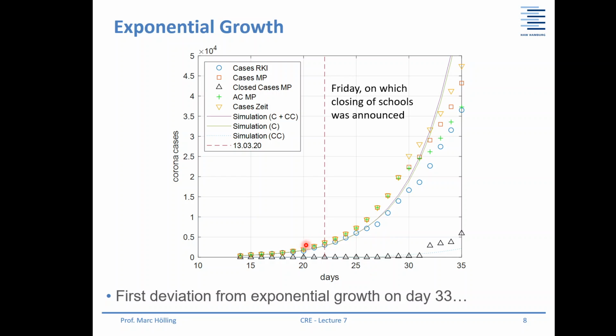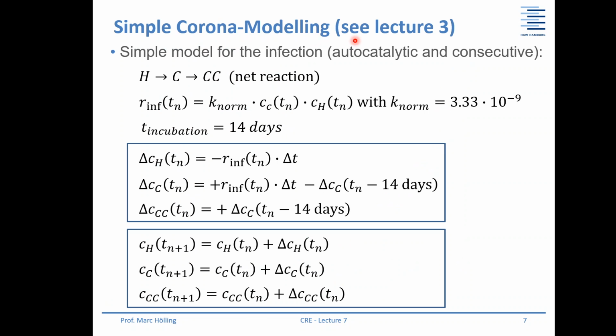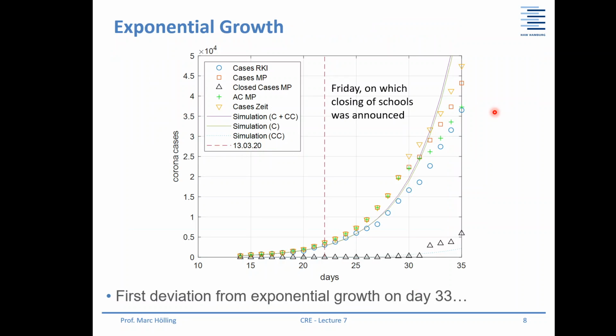This is the first phase, where you have just exponential growth with the constant reaction rate. This is simulated with a value here of 3.33 times 10 to the power of minus 9. And here is the simulation data. Then you can see from various sources, from the Robert Koch Institute, from the Morgenpost, from the Zeit, that they are fitting the data quite well up to day 33 maybe.